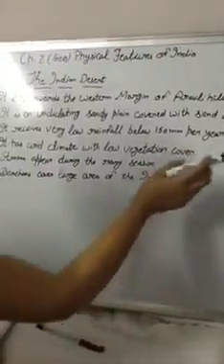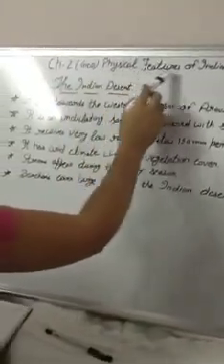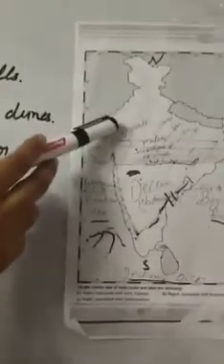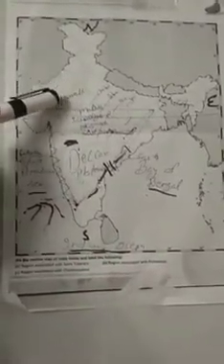Students, in the previous video of Chapter 2, Geography, the Physical Features of India, we learned about the Peninsular Plateau, its two broader divisions, the Central Highlands and the Deccan Plateau. In this video, we will learn about the Indian Desert. The Indian Desert lies towards the western margin of the Aravalli Hills. It means it is situated on the west side of the Aravalli Hills.